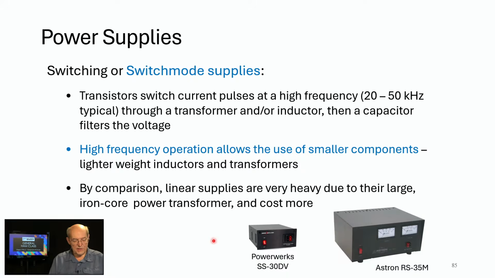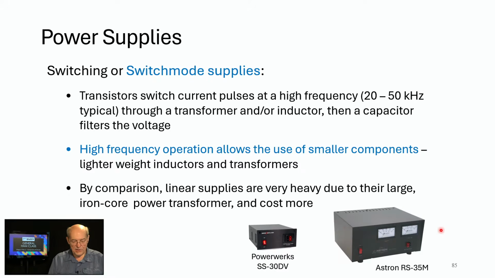So linear supplies are very heavy due to their large iron core power transformers, and therefore cost a lot more. These two pictures that I have here, this PowerWorks SS30DV is a switch mode power supply. It weighs about 3 pounds. It'll put out 25 amps continuous, and this is the supply that Elecraft recommends for all of their radios, even their K4, their high-end radio. Say if you need a power supply for that, this is the one we recommend.